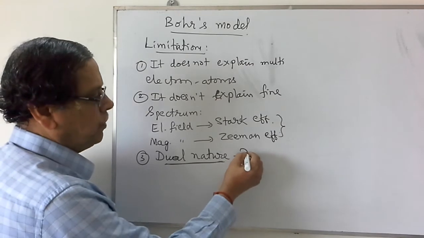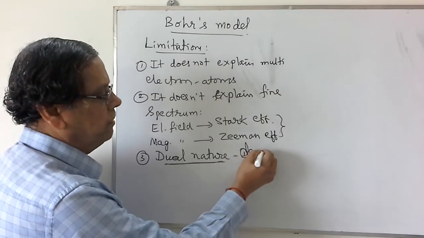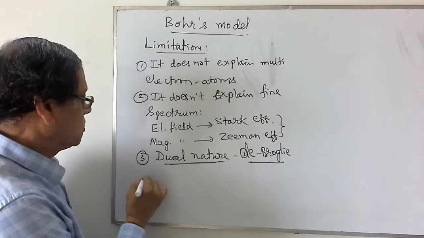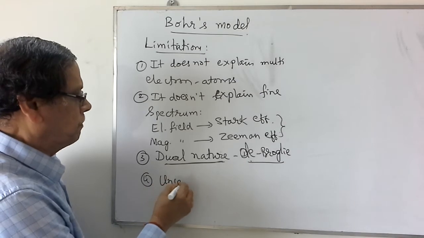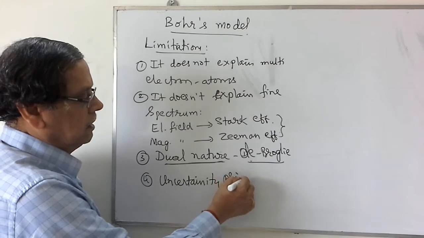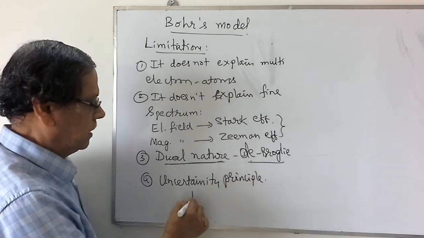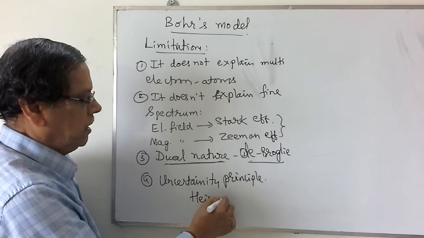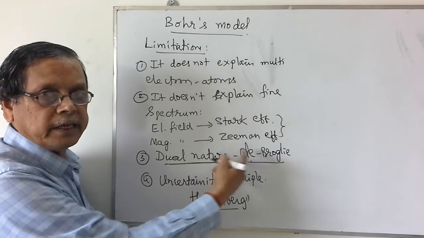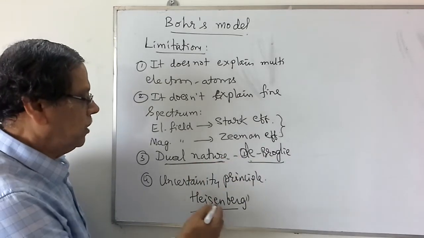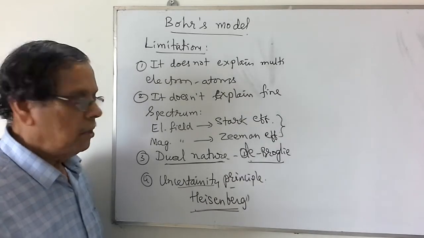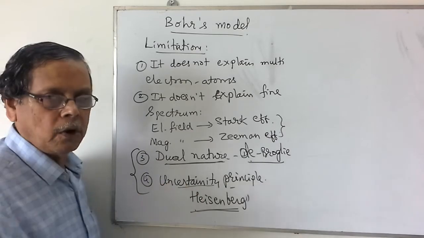This is actually explained by de-Broglie's hypothesis. And also we have this uncertainty principle. This is actually explained by the Heisenberg. So to explain this dual nature of electron, we consider the de-Broglie's hypothesis, and also to explain the uncertainty, we consider this Heisenberg's uncertainty principle. So let us consider these two now.